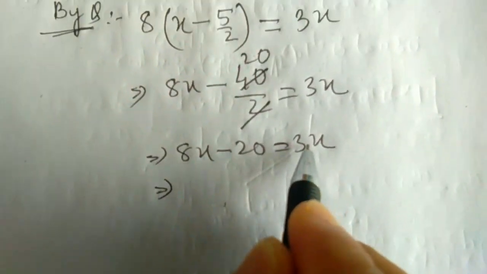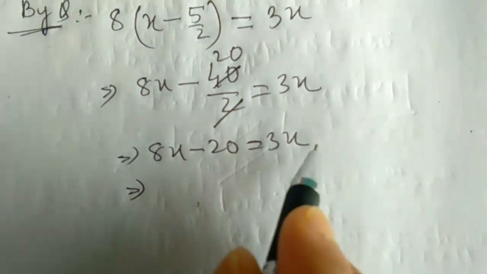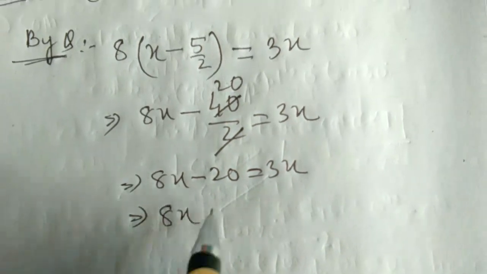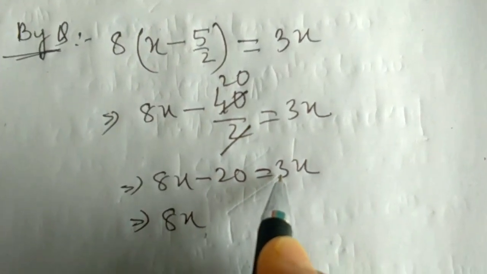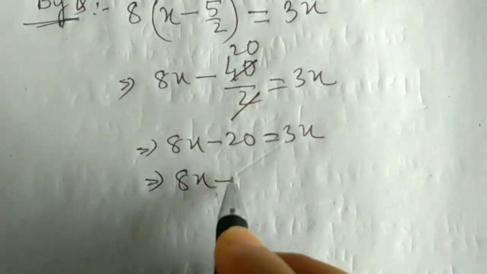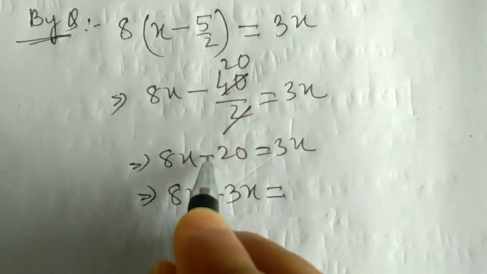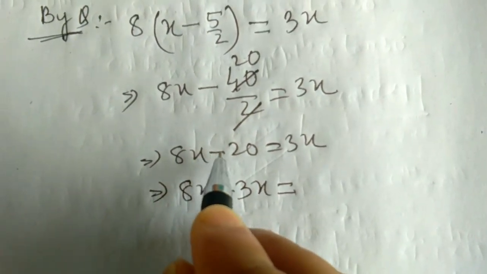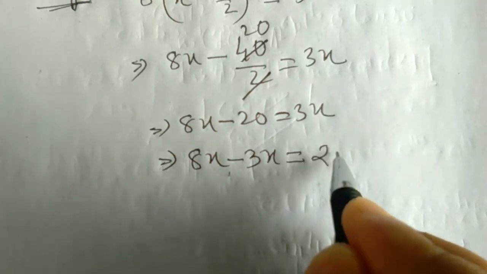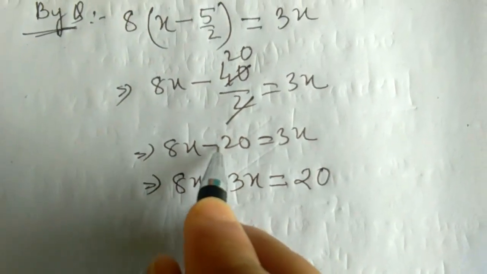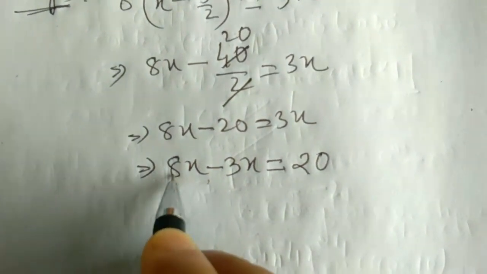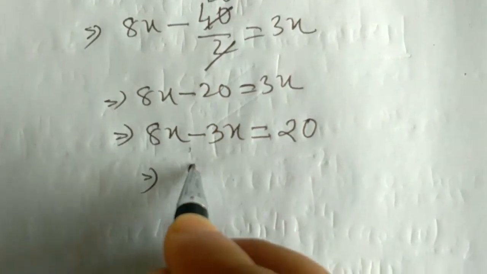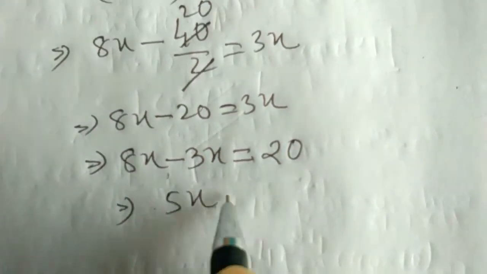So x, you bring to the left side, constant term you transfer to the right side. 3x in the right side, if you bring to the left side it will become minus 3x. Constant term, it is minus 20 in the left side, if you transfer to the right it will become positive 20. Okay, minus becomes plus. 8 minus 3 is 5x, equal to 20.